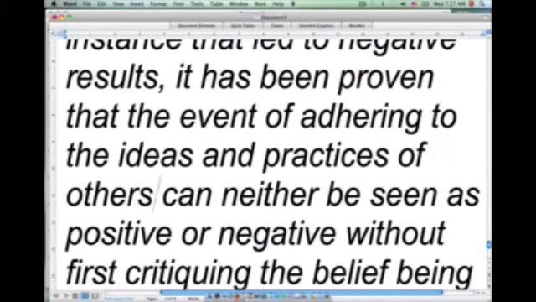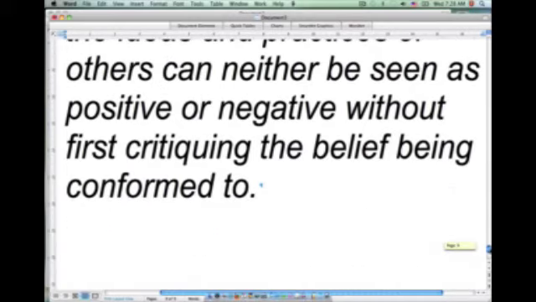So it has been proven that the event of adhering to the ideas and practices of others can neither be seen as positive or negative without first critiquing the belief being conformed to. Now, I just changed that because we were saying conforming. It sounded kind of repetitive.